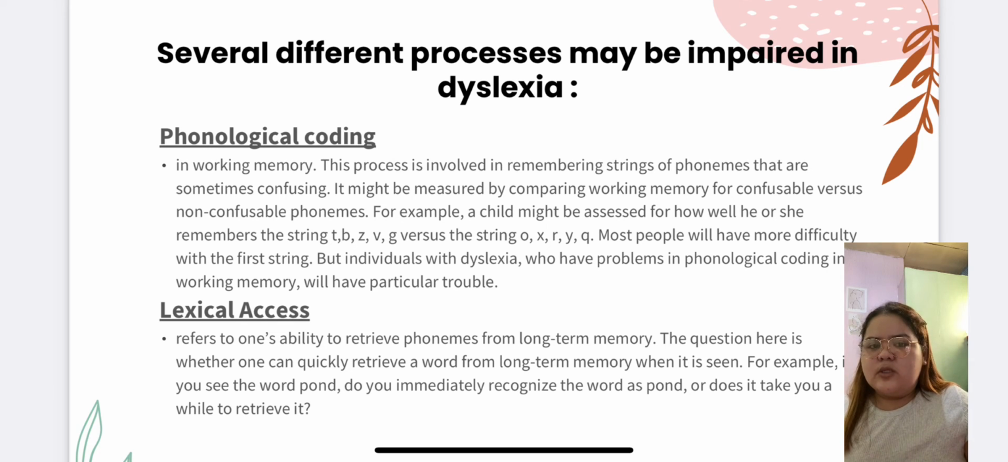Sa person with dyslexia, malisdan sila mag-analyze. Basin maglisod sila sa word na pond, basin di pa nila ma-gets. Pero always na mapabasa sa ilaha, dili nila ma-analyze dayon ang meaning sa word na ginabasa nila.